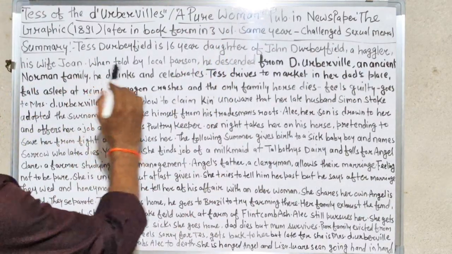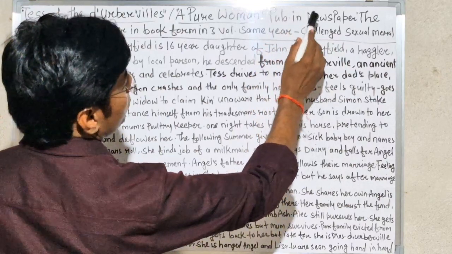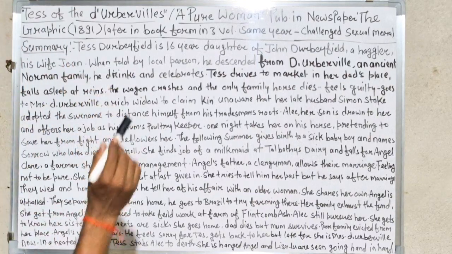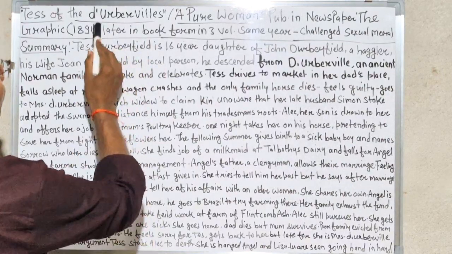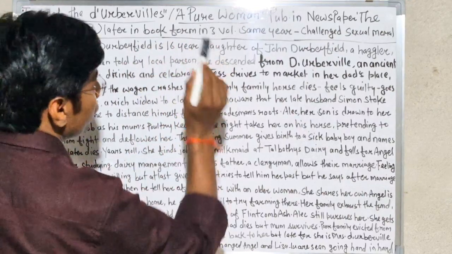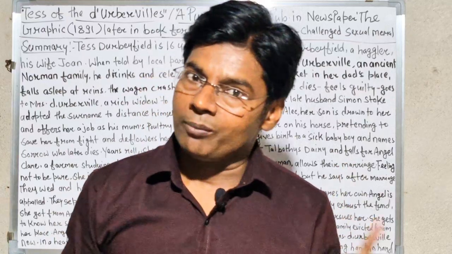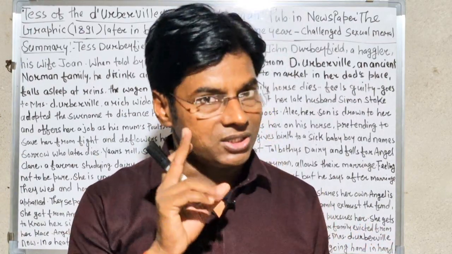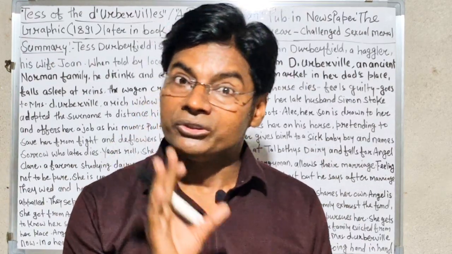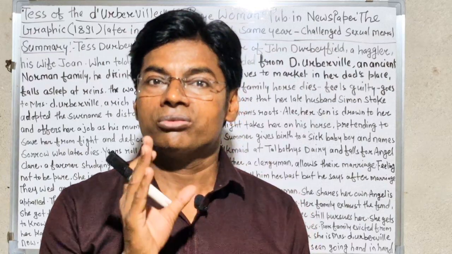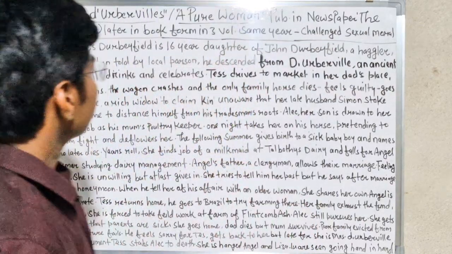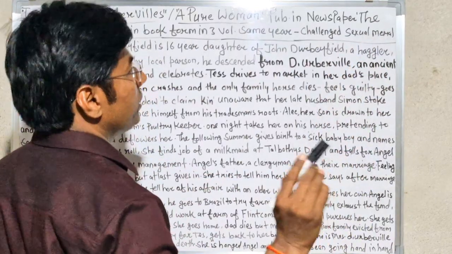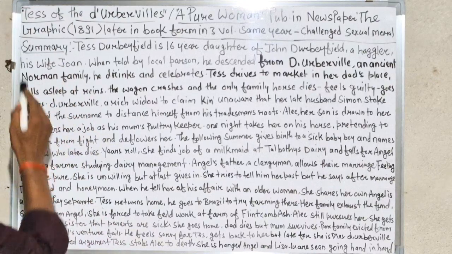Remember this. First of all, this novel was published in the illustrated newspaper of England. That was The Graphic. Remember that. In the year 1891. And remember, the same year, the novel was published in book form in 3 volumes. The novel challenged the sexual morals of late Victorian England. Remember that. Now, let's look at the summary of this novel.